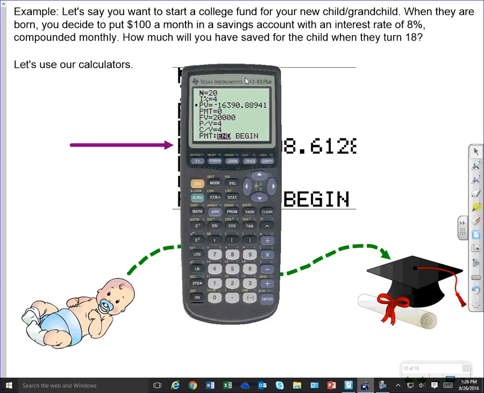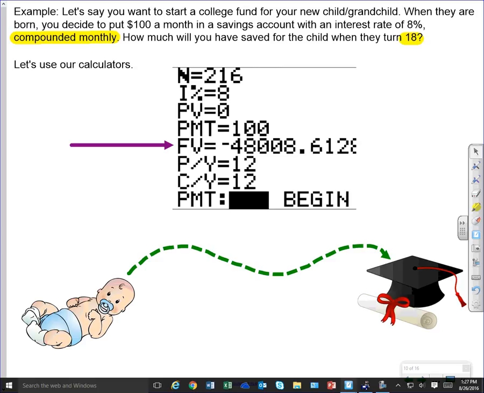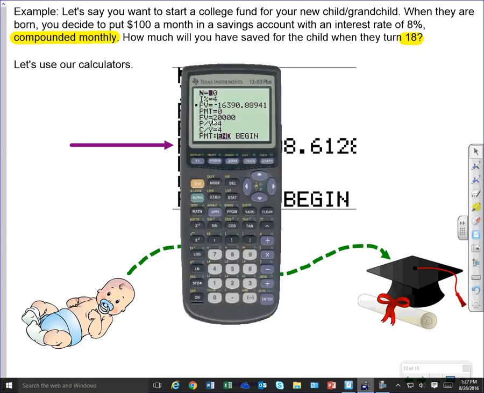Okay, so let's fill this in here. So this is a compound interest question because we're talking about this here. It says compounded monthly, right? So if I do put this money away, how many compounding periods are there going to be here? Well, it says that it is compounded monthly, right? And then we want them to take it out when they turn 18. Okay, so we're assuming that you're doing this as soon as they're born.